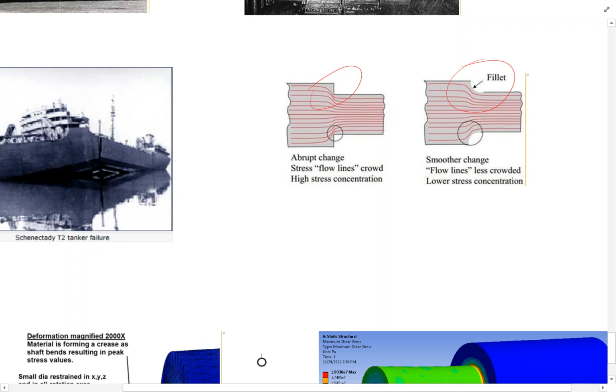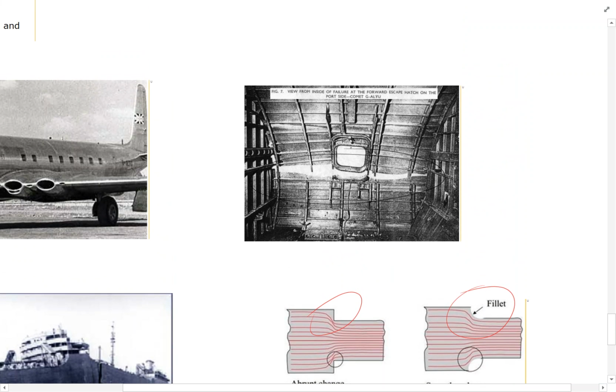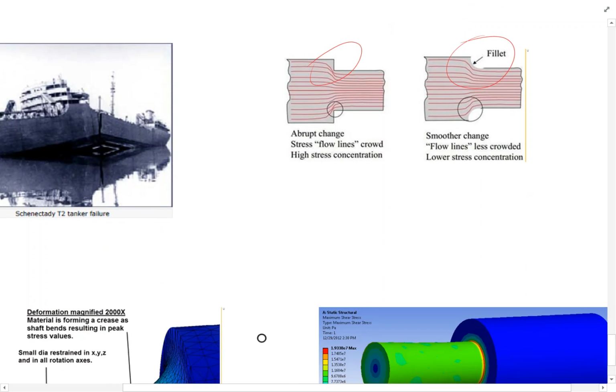So what's the lesson for today? Don't build an airplane with square windows. Exactly. That's good. Use blue. Use blue, yeah.